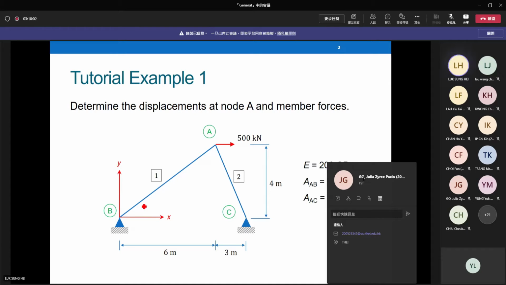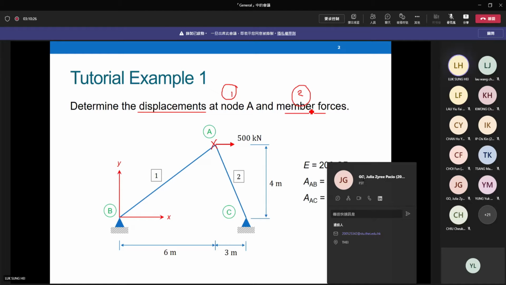Suppose we have a trust structure with two members. In this question, you're asked to do two things. First, find out the displacement at node A. Second, find out the member axial force along member 1 and member 2. We have some material properties and cross-sectional properties.